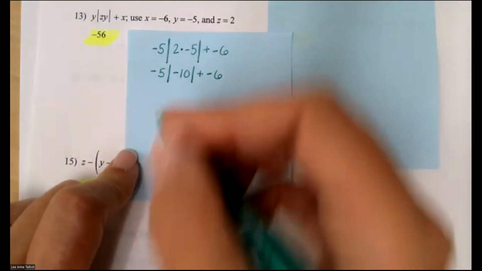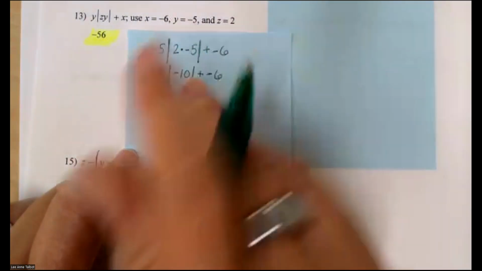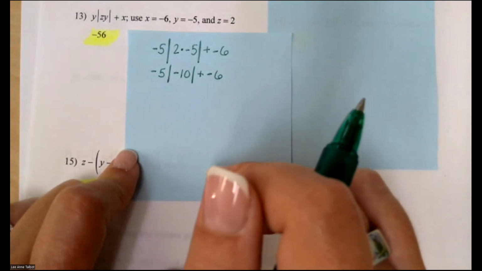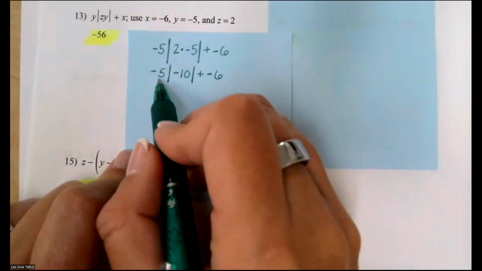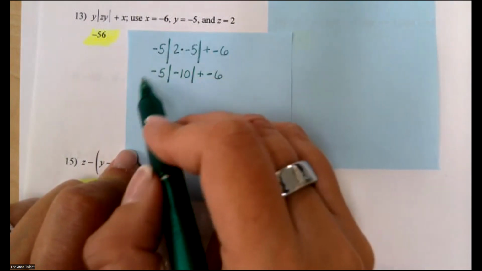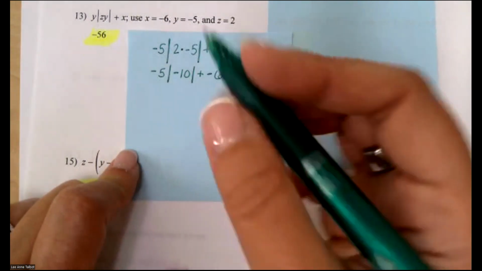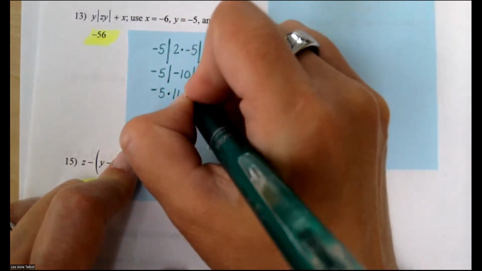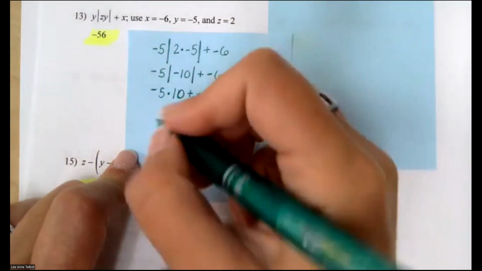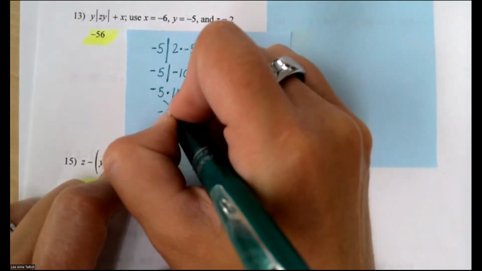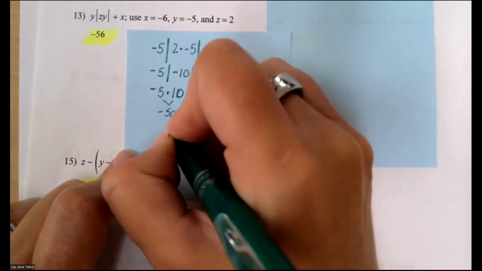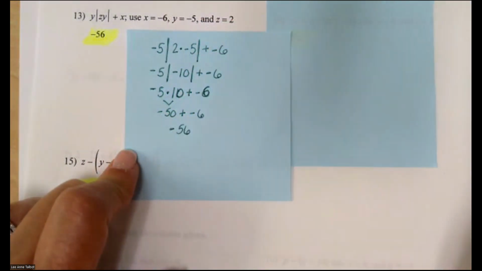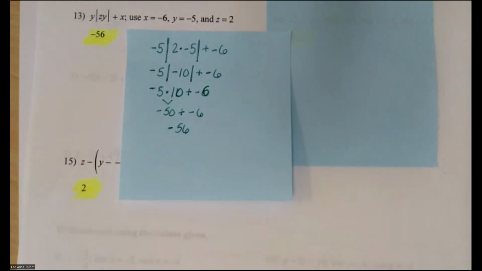Okay, I see it. All right, now negative 10, absolute value of that is positive 10. So we want to make that positive. However, do you guys see how the negative 5 is like glued right to the front? That means times. So negative 5 times 10 plus negative 6, that should be negative 50 plus negative 6, which is negative 56. Okay, so that number in the front, when it's like just stuck on there, is times.